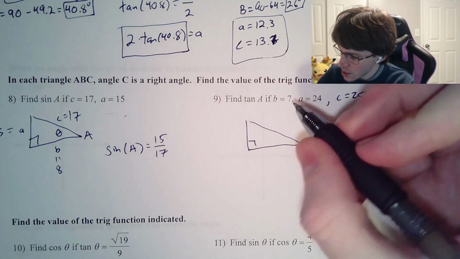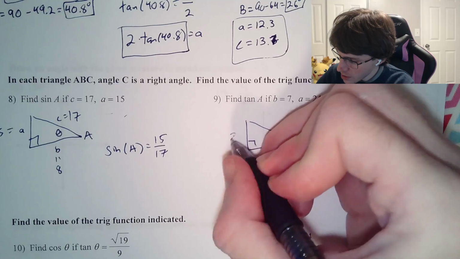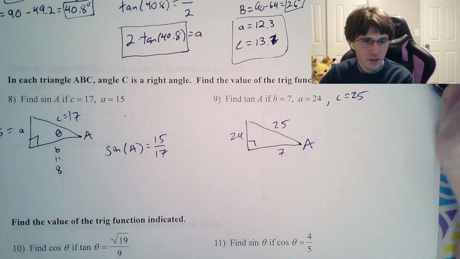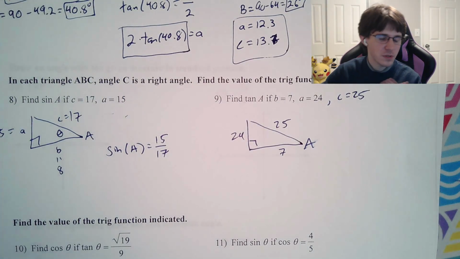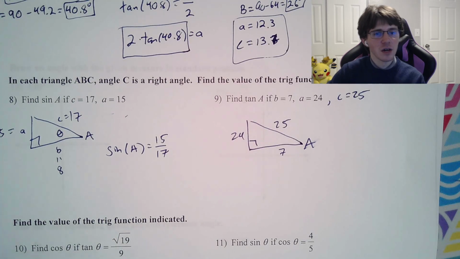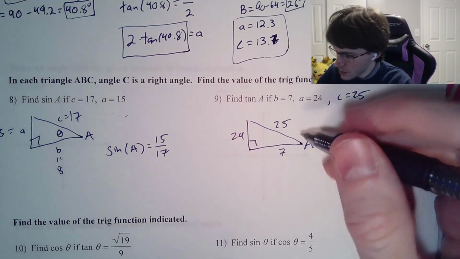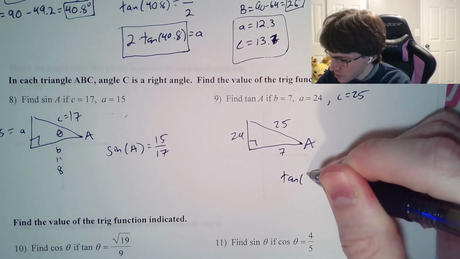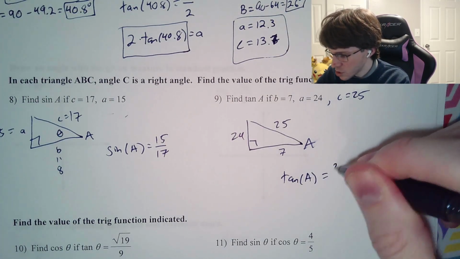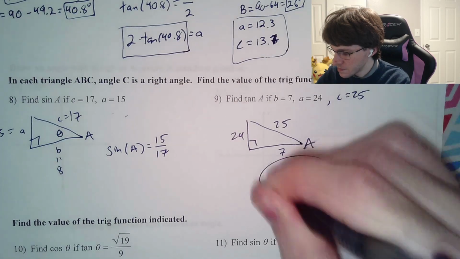That's okay, too. But if I were to put this letter A here, we've got a 24, a 7, and a 25 there. Again, you could have used the Pythagorean theorem: a squared plus b squared equals c squared, and solve. But we didn't do that this time. The tangent of this letter A is going to be, from SOHCAHTOA, the opposite over adjacent, which is 24 over 7.